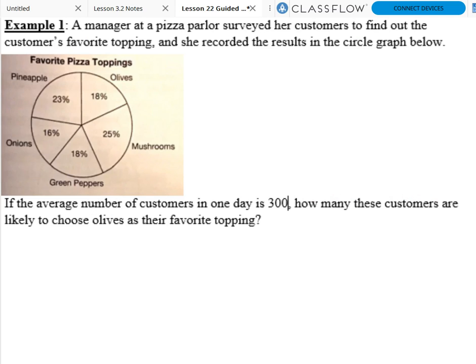So the first thing, a manager at a pizza parlor surveyed her customers to find out the customer's favorite topping, and she recorded the results in the circle graph below. If the average number of customers in one day is 300, how many of these customers are likely to choose olives as their favorite topping? Well, I don't know who would like olives on their pizza. I certainly don't. But I guess it turns out that some people do like olives on their pizza.